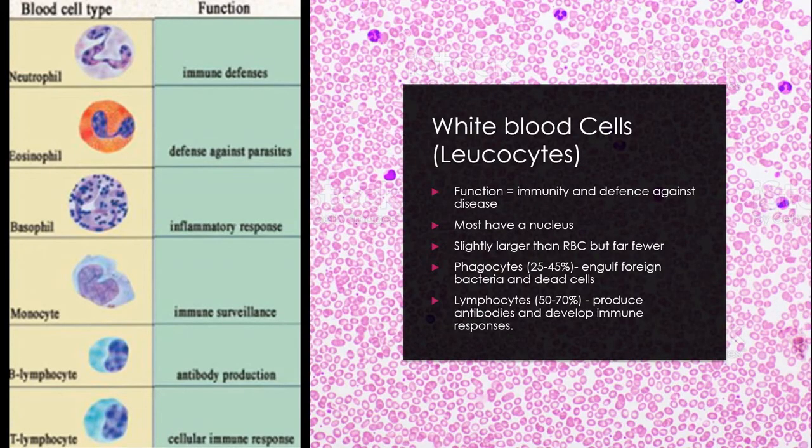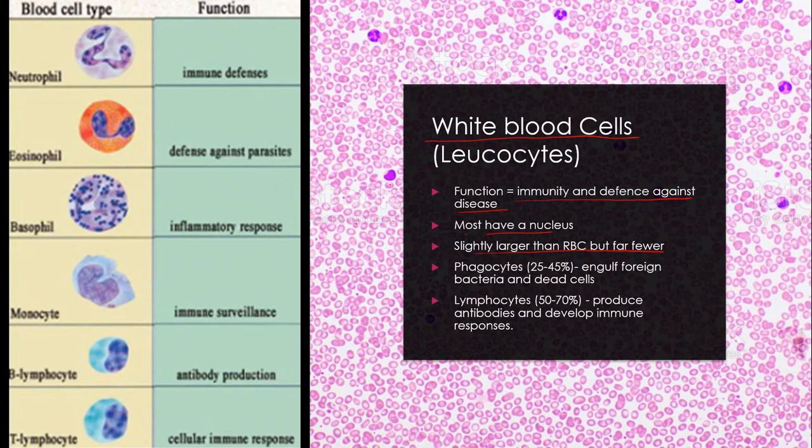So the last blood cell we'll talk about before we move on to platelets are your white blood cells or leukocytes. I'm pretty sure you guys are fairly comfortable in understanding the role of white blood cells after the last couple of weeks in class, but we'll go through these anyway. We've got the function is in immunity and defense against disease. Most have a nucleus and are slightly larger than red blood cells, but are far fewer.